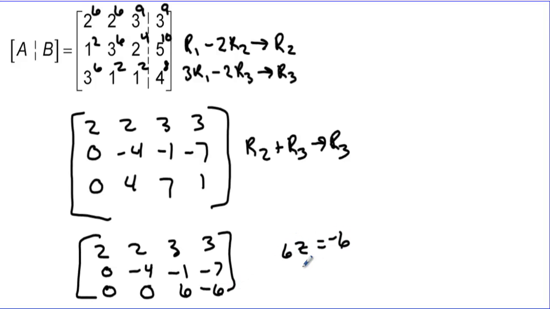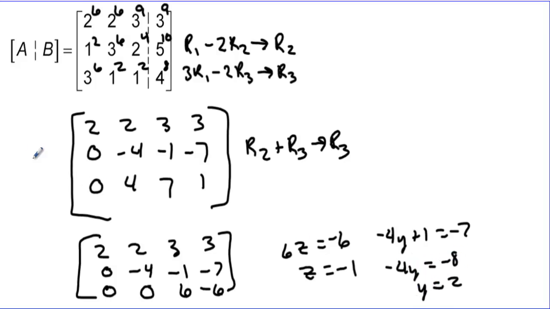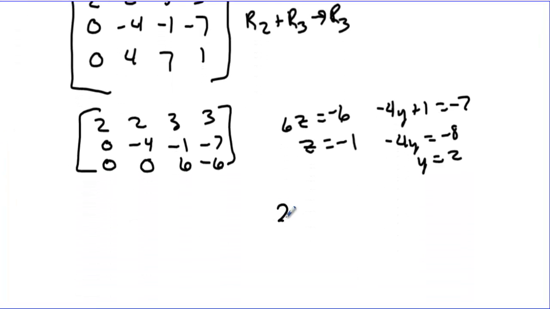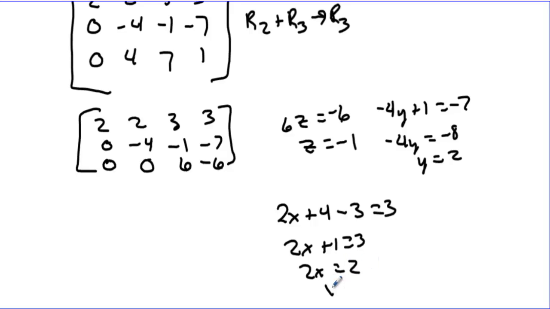6z is equal to negative 6. Z is equal to negative 1. Then we have negative 4y. We have minus negative 1, so plus 1 equals negative 7. Negative 4y equals negative 8. Y equals 2. Then at the top we have 2x plus 4, because 2 times 2 gives you 4. And then minus 3 equals 3. 2x plus 1 equals 3. 2x equals 2. X equals 1. We have 1, 2, negative 1.